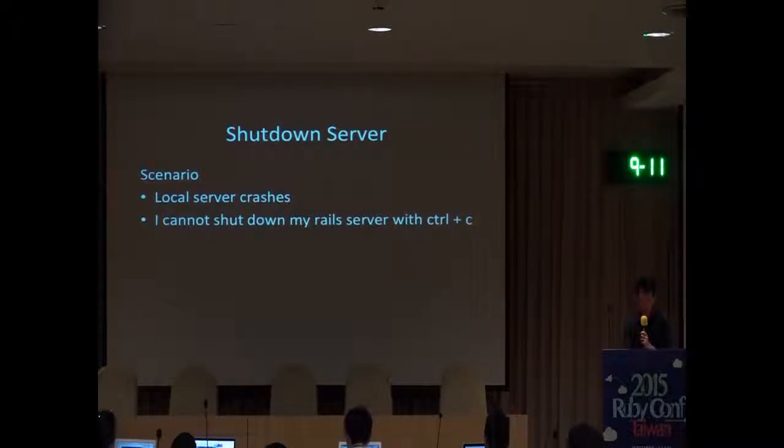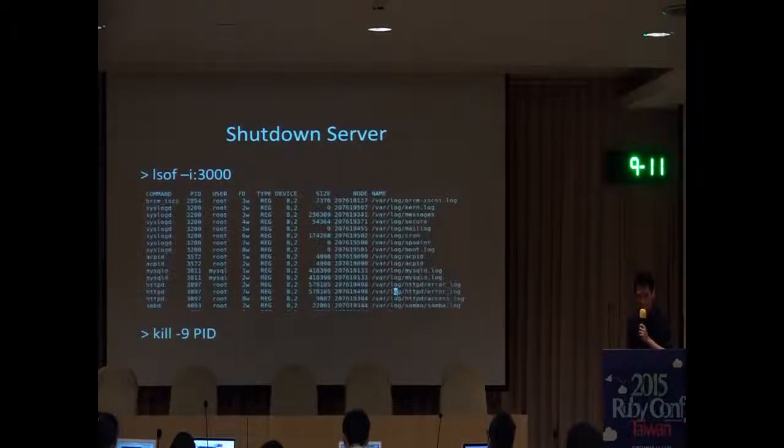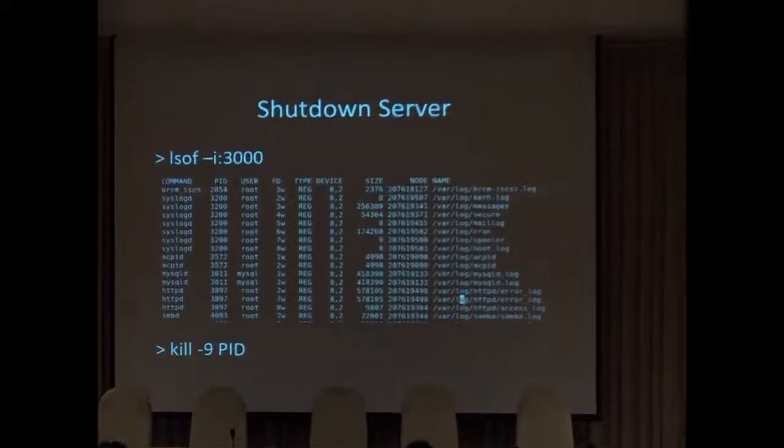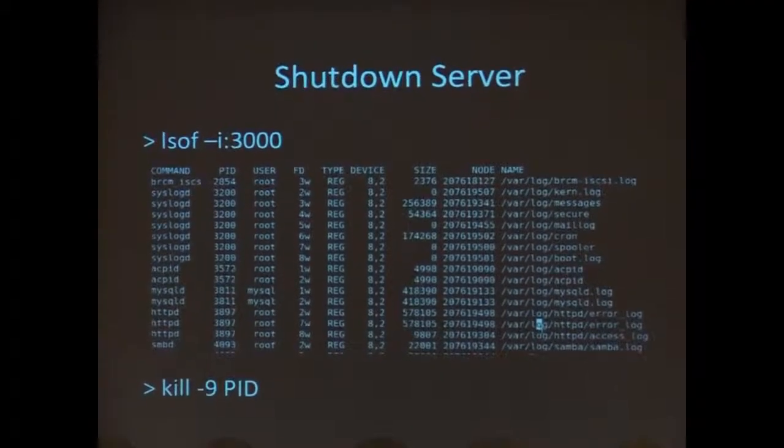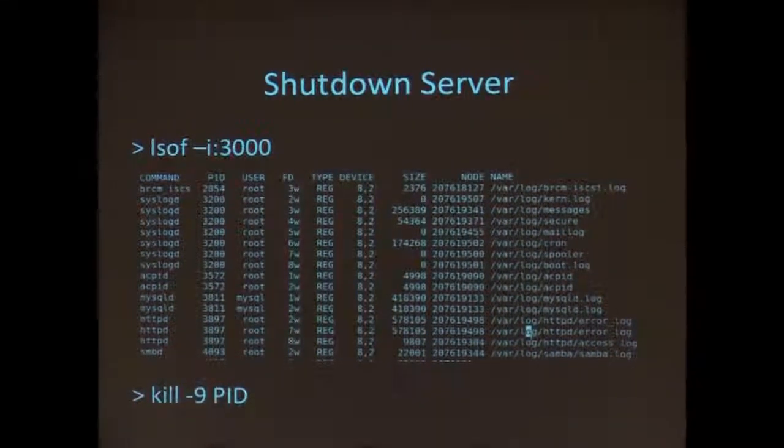So the most effective way to shut down the server is to use the lsof command, and then you assign port 3000, which is the Ruby process that runs on it, and it gives you all the processes that run on port 3000. Then you find the PID on this side, and you run the kill command, kill -9 PID, and then you shut down the server. But it is okay to run only once, but if you have to debug like 2,000 times a day, it will be very annoying.